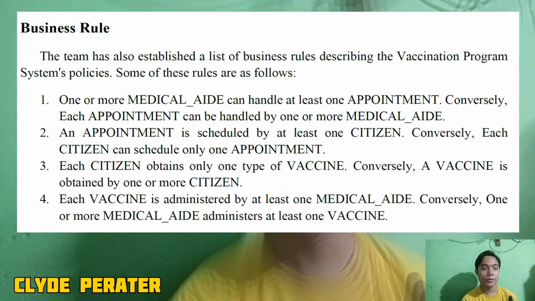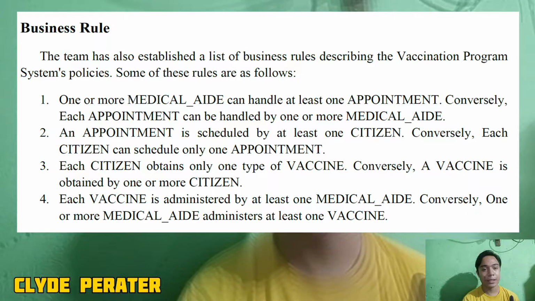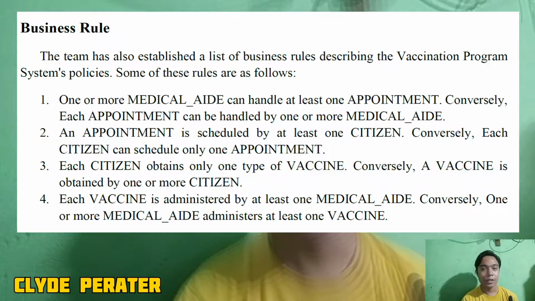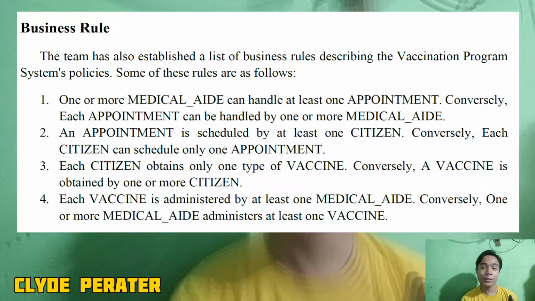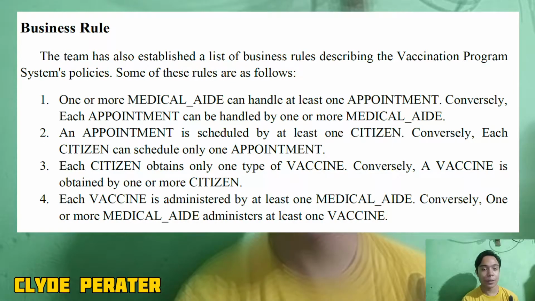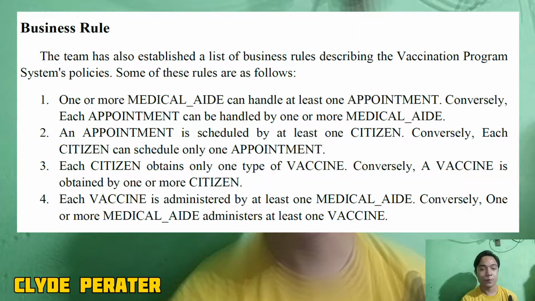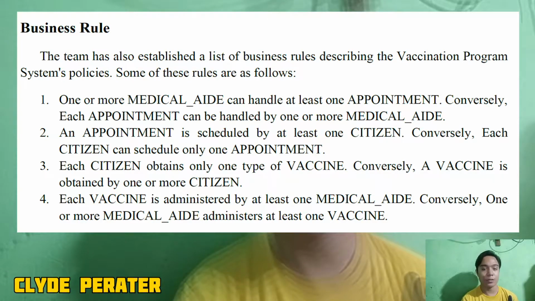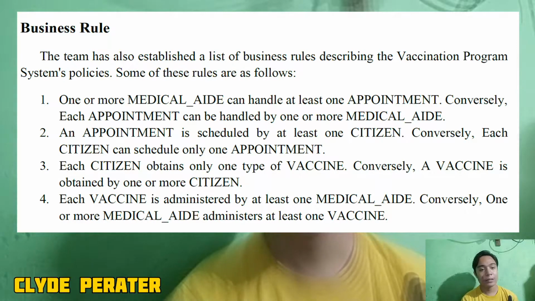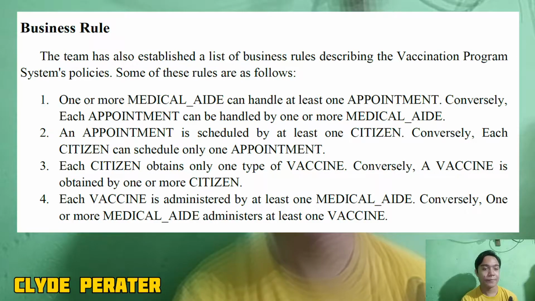The second business rule is an appointment is scheduled by at least one citizen. Conversely, each citizen can schedule only one appointment. It is true that every citizen can only have one appointment scheduled on their vaccination because every appointment has a different registration number. Even though there are a lot of people in the vaccination sites with the same schedule of appointment, still, there can only be one registration number for each appointment of every citizen to identify themselves uniquely.